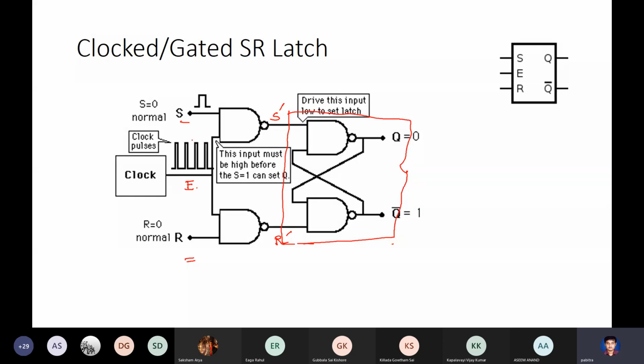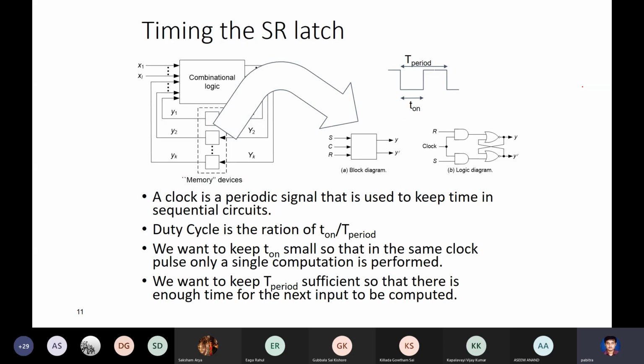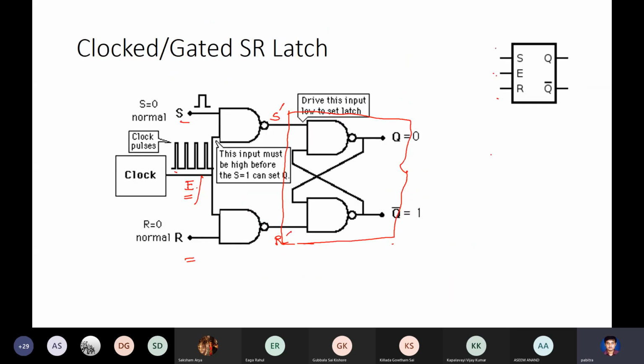Right now just forget about this clock, just assume that this is a logic input. I call it E, the enable input. So I have this symbol. We have the S input, the R input, and a third input which is the enable input, and you have two outputs, Q and Q bar. You can easily see that the transition table or the excitation table will be like this.